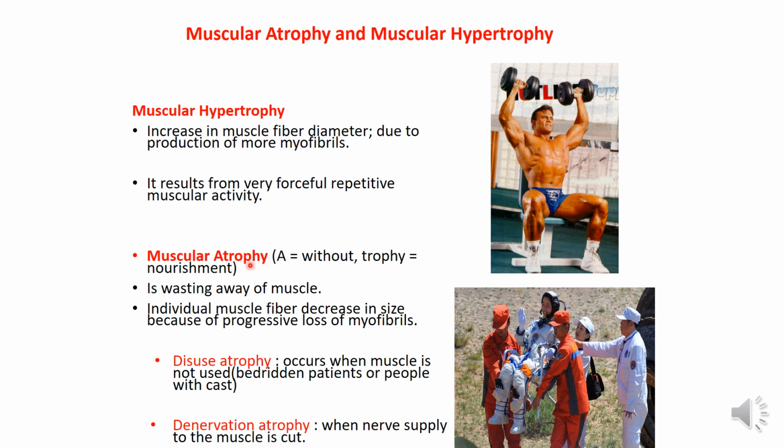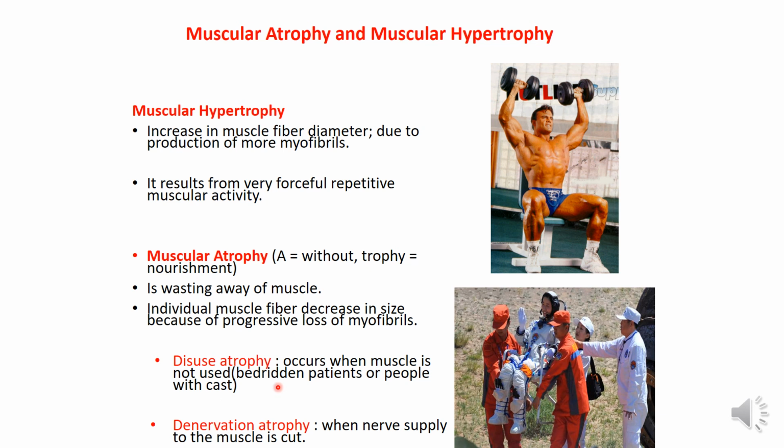Muscular atrophy. Atrophy means that there are degenerative changes in the muscle. It is a wasting of the muscle fibers, and this may occur due to denervation atrophy, when the motor nerve supplying the muscle is cut, or disuse atrophy. Disuse atrophy occurs when the muscle is not used, as in a bedridden patient or people with a cast.